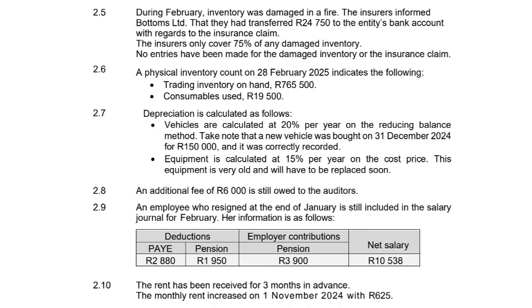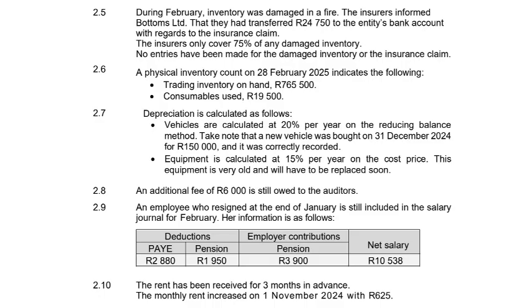2.5. During February, inventory was damaged in a fire. The insurers informed Bottoms Limited they had transferred 24,750 Rand into the entity's bank account with regards to the insurance claim. The insurers only cover 75% of any damaged inventory. No entries have been made for the damaged inventory or the insurance claim.